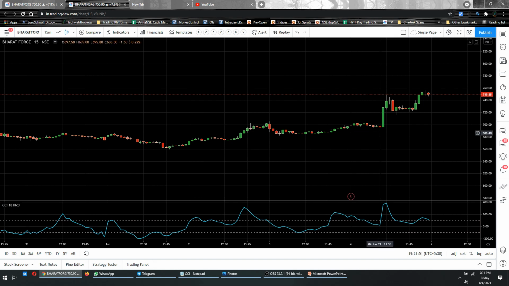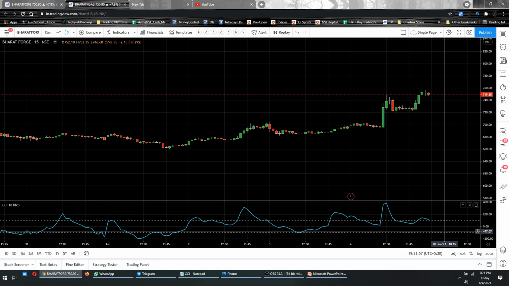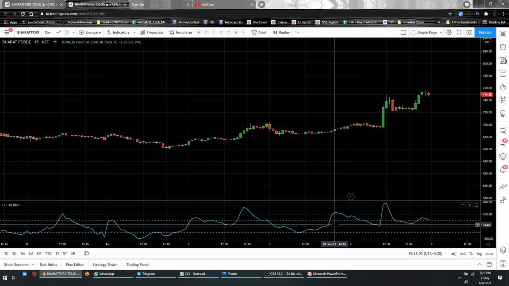Okay, so this dotted line, the upper dotted line that you see here, is the upper band, which is plus 100. The lower dotted line that you see here is the lower band, which is minus 100. And the blue line that you see here is the CCI line.